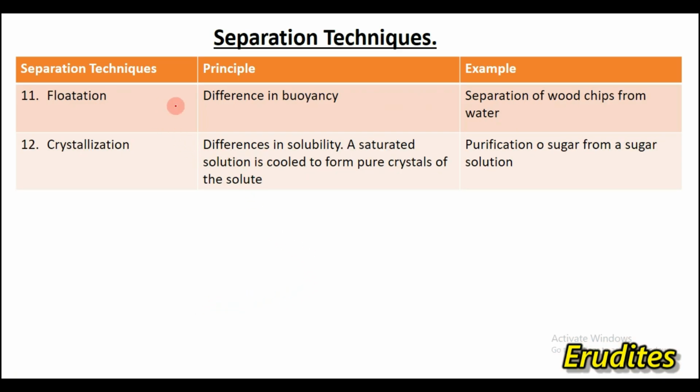The 11th separation technique we have here is flotation, and this is based on the difference in buoyancy. For example, separation of wood chips from water. If you have wood chips that are dry and they are in water, just allow it to rest. The wood chips will float up because they are very buoyant. So that's flotation. The wood chips will go up while the water will remain down. And so you can easily separate the wood chips from the water. That's flotation. It's very easy.